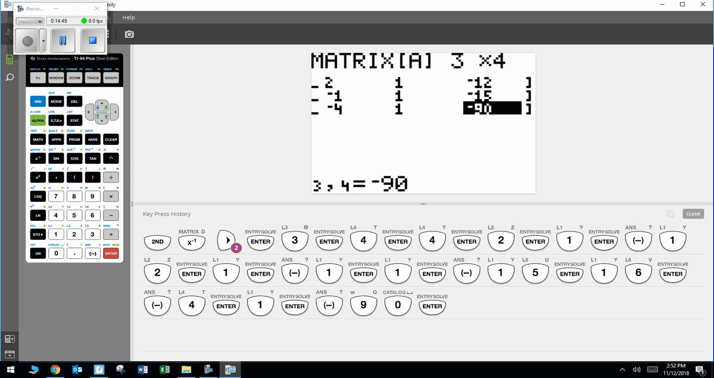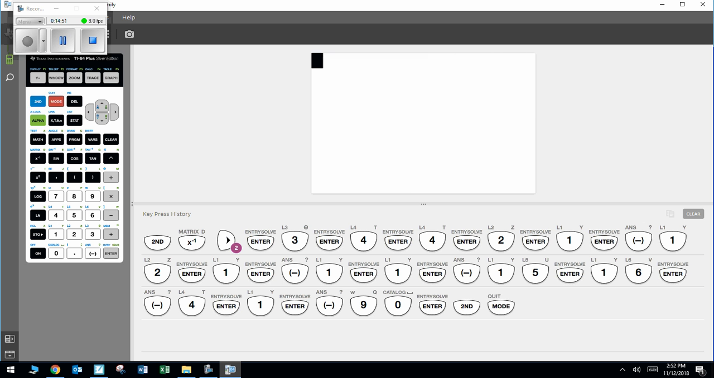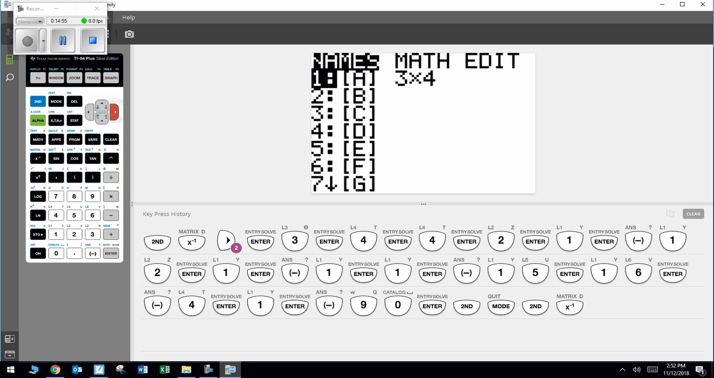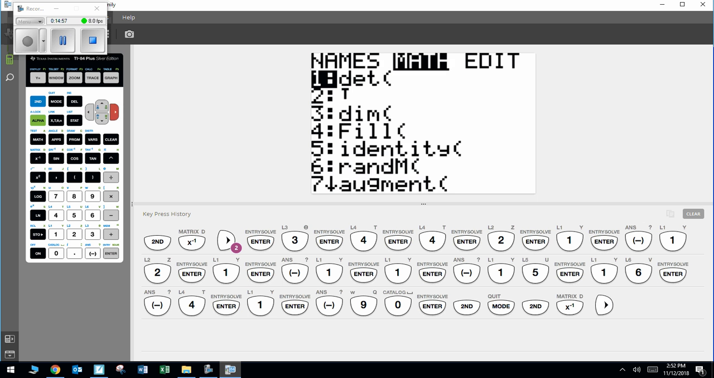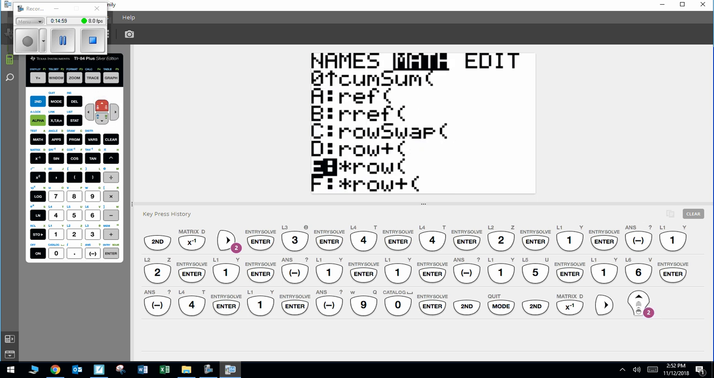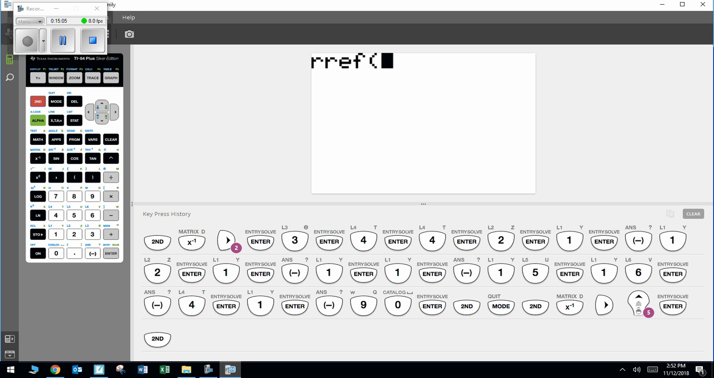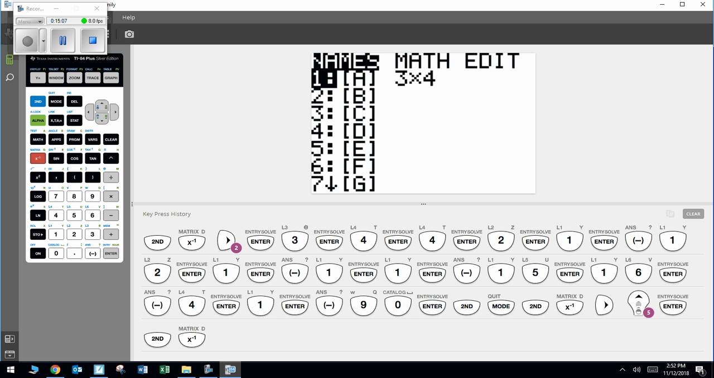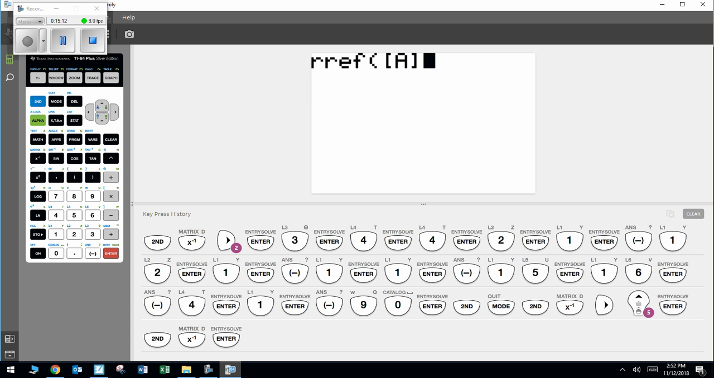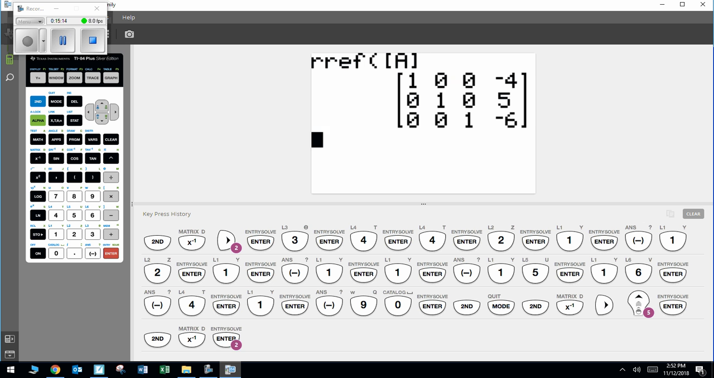Once you've entered in the matrix, you're going to quit back to the home screen. Go into the matrix menu again, but this time we're going to math, and we're going to select rref, reduced row echelon form. Once I've selected that, I go into the matrix menu a final time to select the matrix I want under names. That's the first matrix, so I'm just going to enter. Enter one more time.